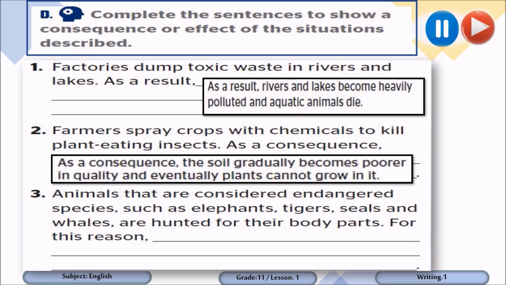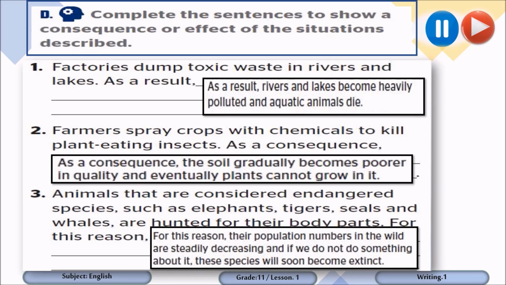Number 3. Animals that are considered endangered species, such as elephants, tigers, seals, and whales, are hunted for their body parts. For this reason, their population numbers in the wild are steadily decreasing, and if we do not do something about it, these species will soon become extinct.